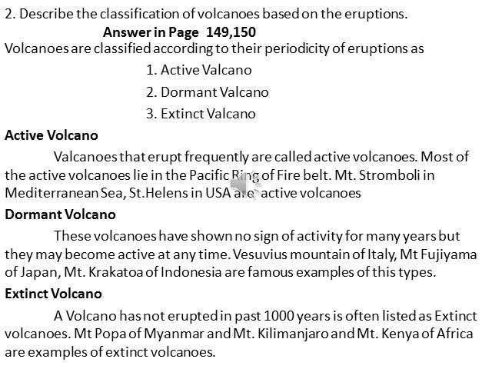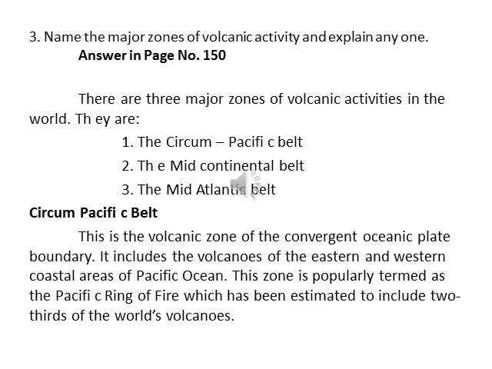Okay, marked? Then: name the major zones of volcanic activity and explain any one. So third detail. Answer is in page number 150, distribution of volcanoes in the world. In that paragraph, the last point: there are 3 major zones of volcanic activities in the world. They are circum-Pacific belt, mid-continental belt, then mid-Atlantic belt. It's your choice to mark any one of them.